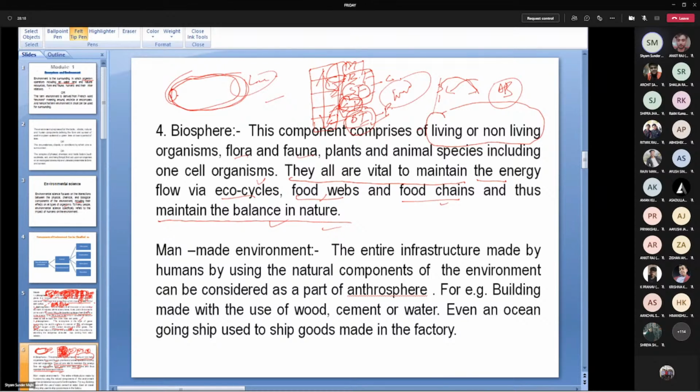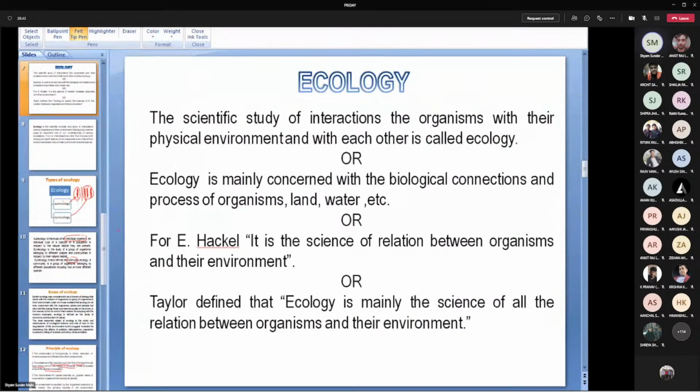Now next is the man-made environment. Man-made environment means any construction work made by man, or any furniture made by man. You can give any examples for man-made. Okay. Now next is coming, just a minute.